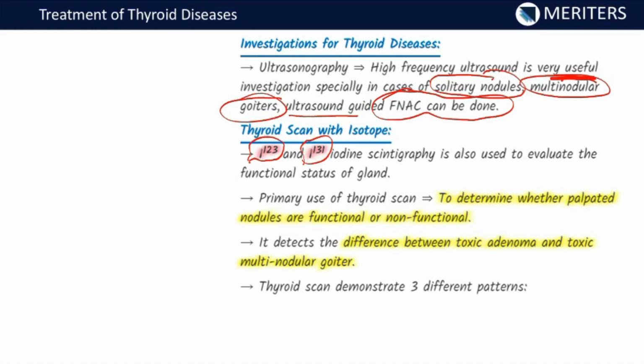Now, the iodine scintigraphy is used to evaluate the functional status of the gland. Now, that is important. It's a functional test, whether the gland is functional or not. The primary use of thyroid scan is to determine whether the palpated nodules are functional or non-functional, and it detects the difference between toxic adenoma and toxic multinodular goiter. We can find out three different patterns.